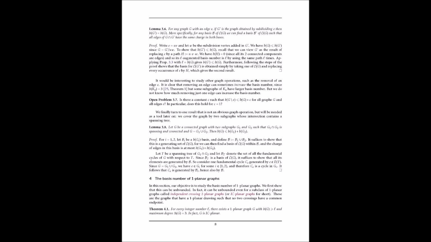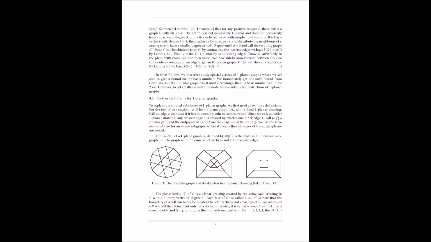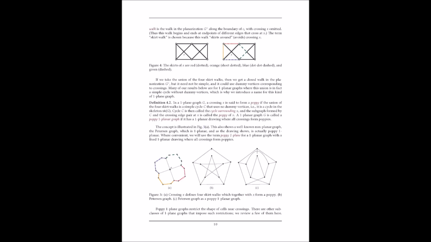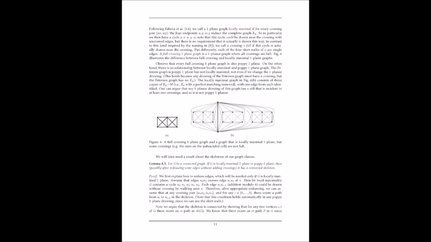Exactly. Now, remember those special subclasses of one-planar graphs we talked about? Right. Well, K6 happens to tick a lot of those boxes. Let's see. It's locally maximal, right? Because every crossing is part of a K4 subgraph. You got it. And it also has a connected skeleton, meaning all the uncrossed edges form a single connected component. So K6 is a great example of a one-planar graph that exhibits a lot of the properties we've been discussing. K6 is like the poster child for one-planar graphs.